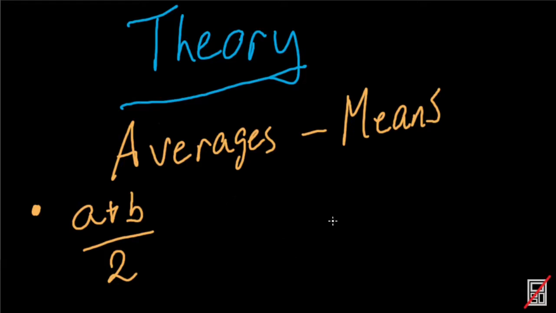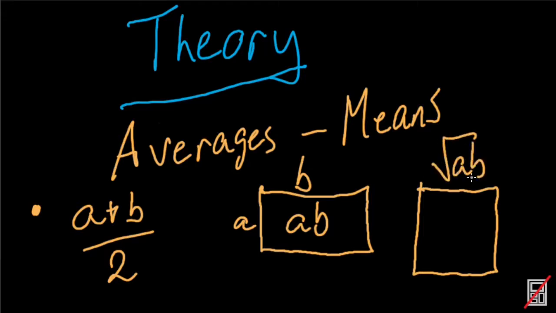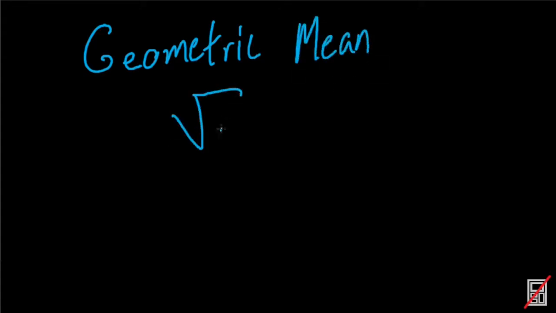But we have different types of averages. For instance, what if instead we consider a rectangle with sides a and b, its area is ab. So we could consider an average to be the square that has that same area, which would have side length the square root of ab. This gives us a second type of average, the geometric mean, root ab.